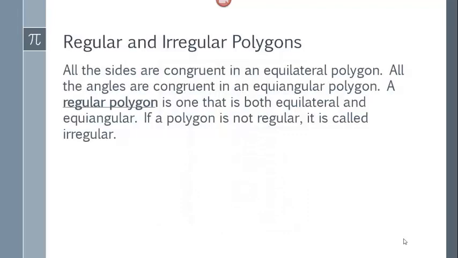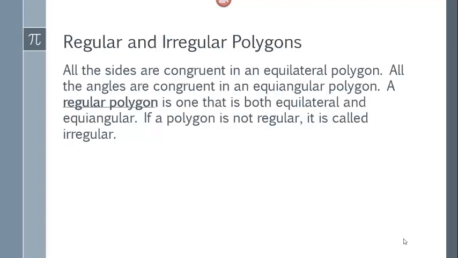So polygons can be regular or irregular. They can be equilateral or equiangular, or they could be both, right? So all of the sides are congruent if it's an equilateral polygon, just like an equilateral triangle. We're just going to extend that understanding to any type of polygon. All of the angles are congruent in an equiangular polygon. Okay, just like, again, an equiangular triangle has 3 congruent angles.